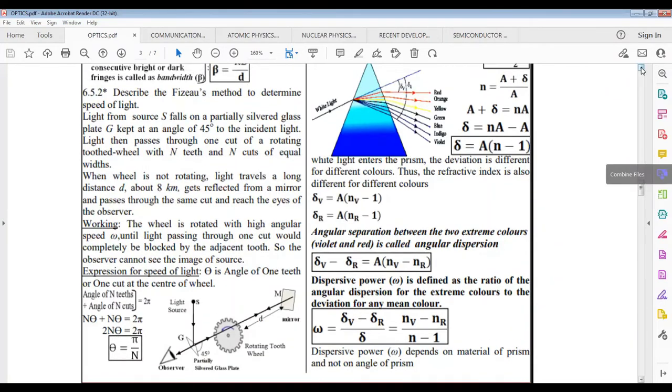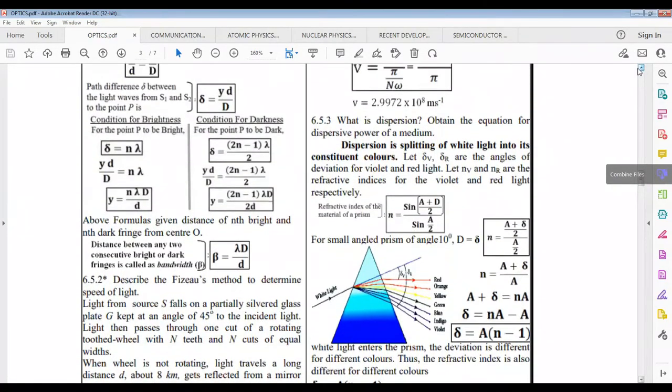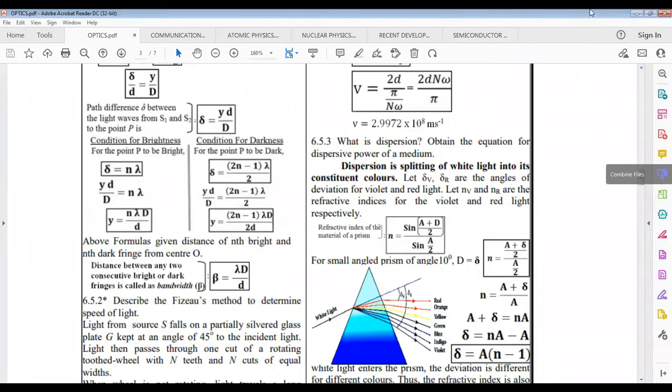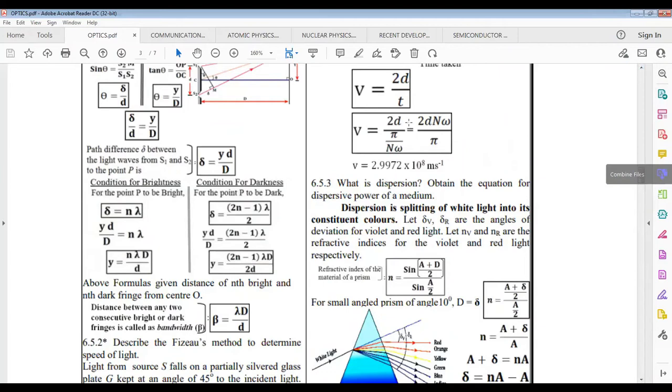Here we are writing the formula for speed of light. Speed is given by distance traveled by time. It means that the distance traveled is 2d, and the time is expressed as follows: you know that omega is equal to theta by t, and t is equal to theta by omega.